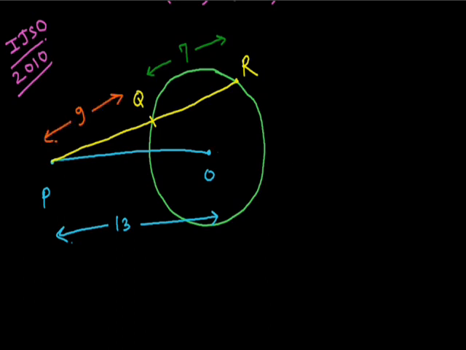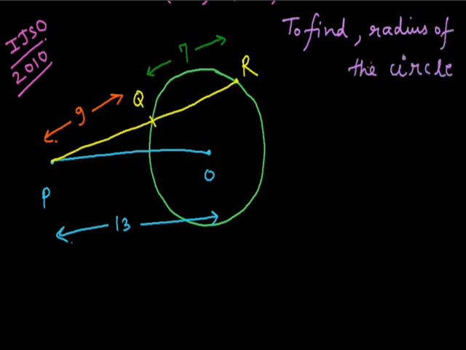What we need to find? We need to find the radius of circle. So let us assume the radius of the circle. Suppose the radius of the circle is R. Let's say this point is M. Then you can see that OM is equals to radius.